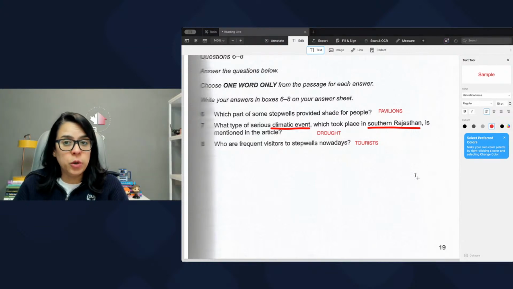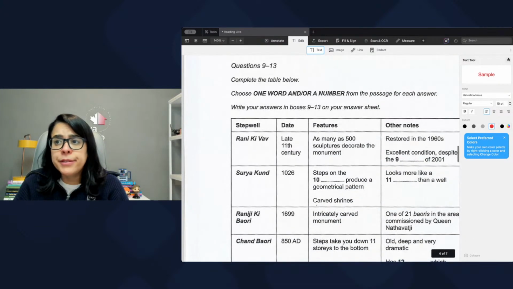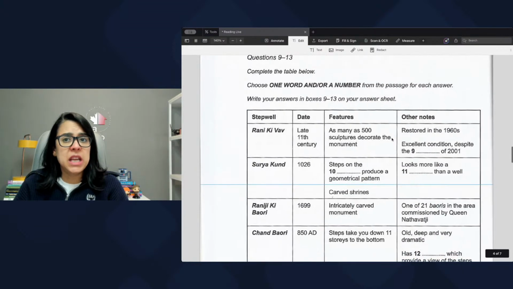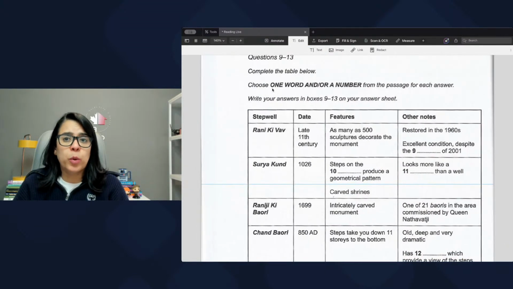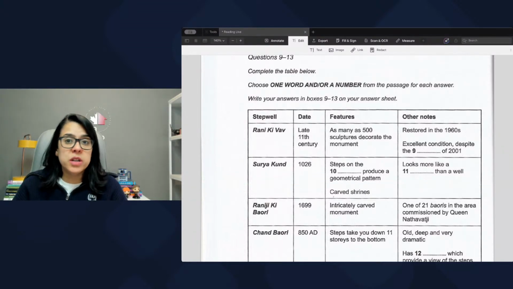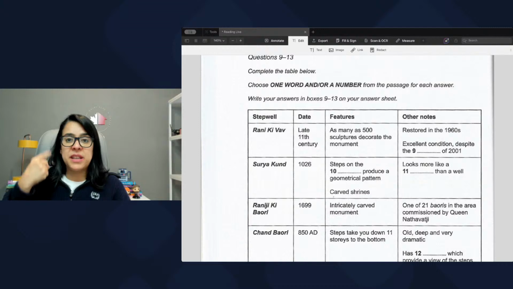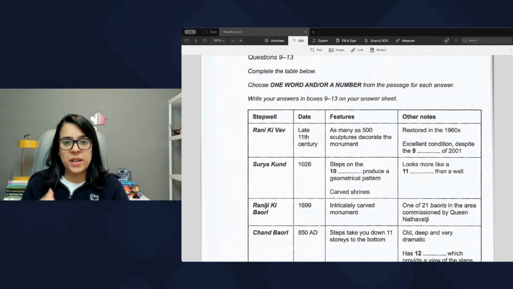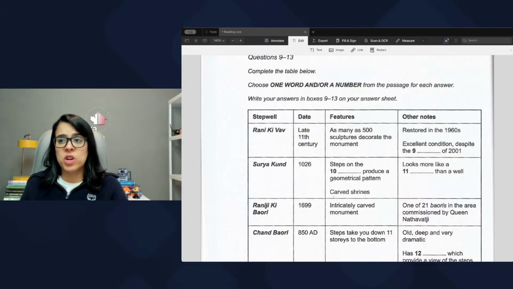So let's continue. We have another exercise here, and it's very important to pay attention to the number of words and numbers. So here we can use one word and or a number. So that means I can use one word to answer a question, one number to answer a question, or one word and one number together. This is what I can do. If I use two words, I'll be making a mistake. If I use two numbers, I will be making a mistake.